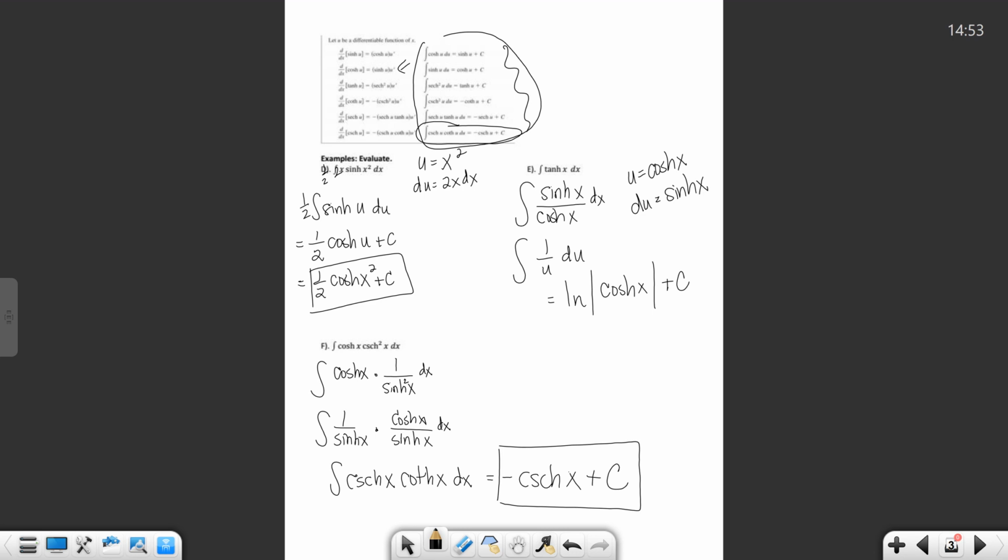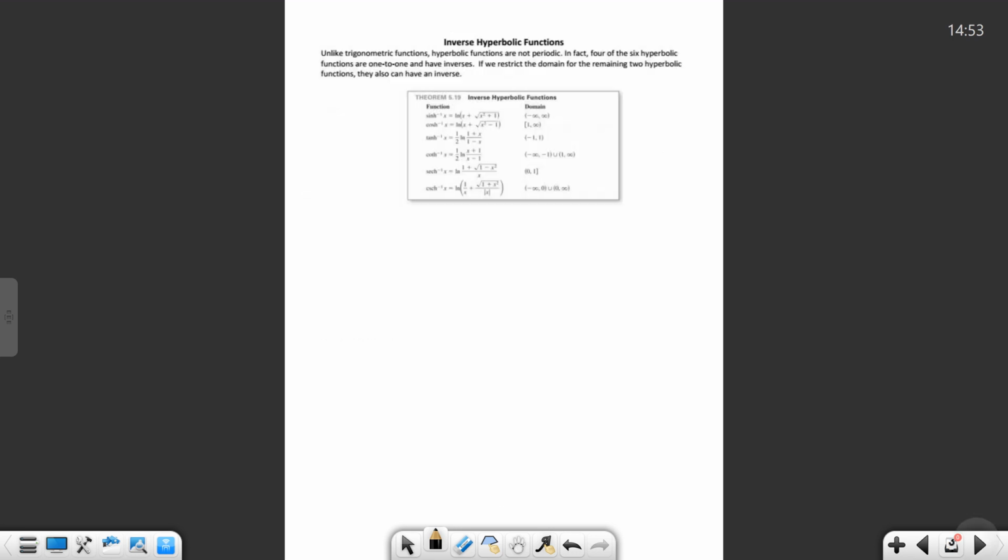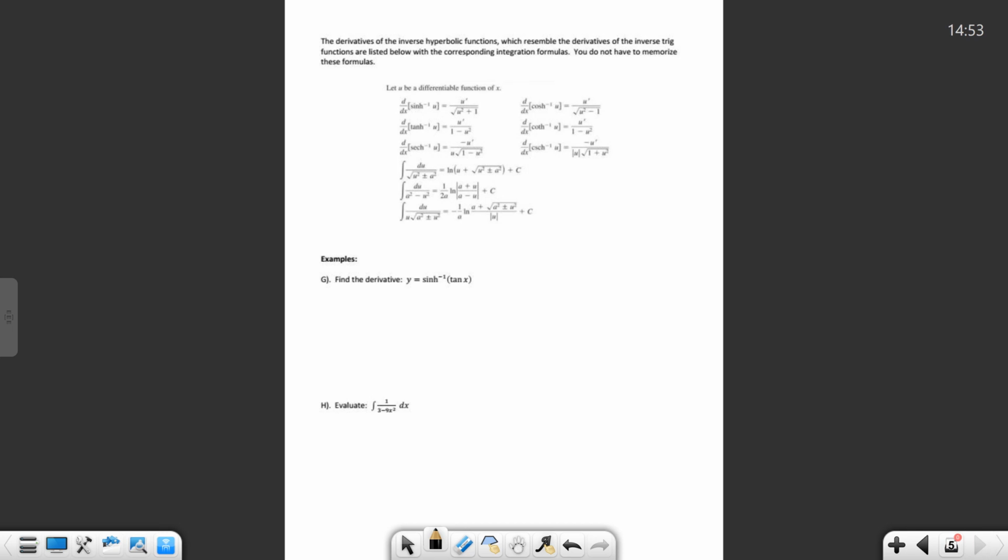Alright, and then, so those are just my regular hyperbolic functions, and then I also have the inverse hyperbolic function. So we had some notes on that, and we'll do our last two examples. And again, you just kind of want to have a look at these formulas. These you do not have to memorize. For me, I will give you these formulas if you have to use it.